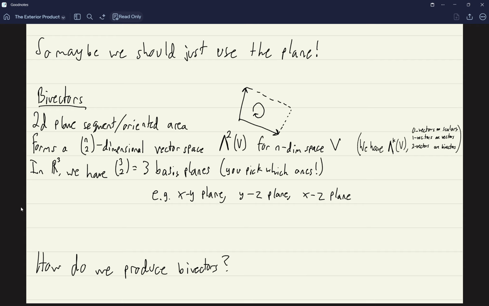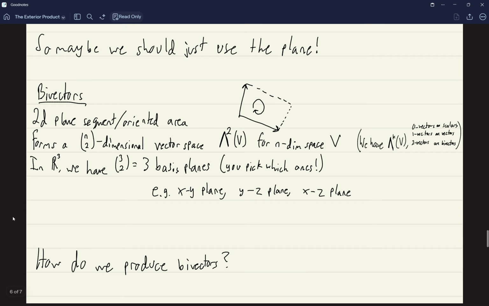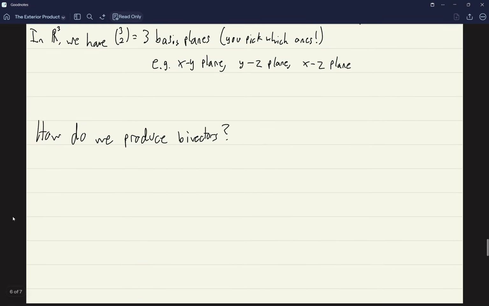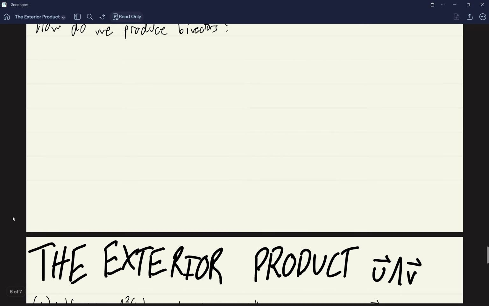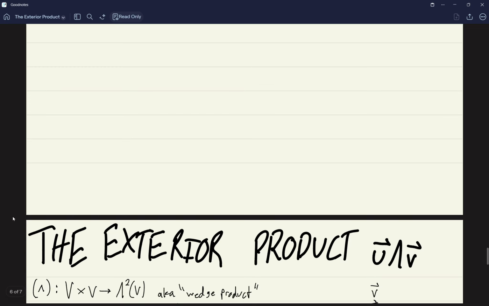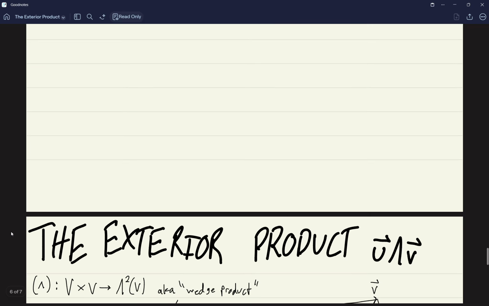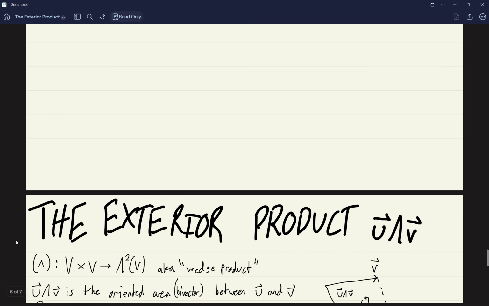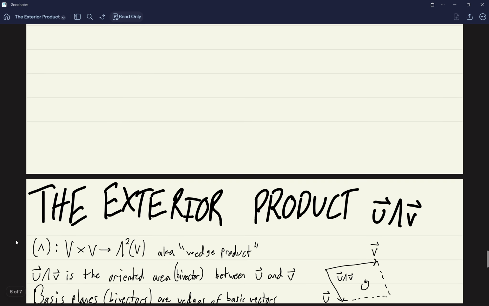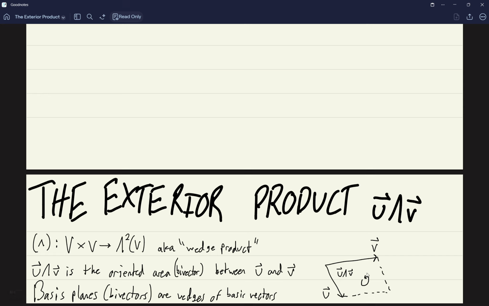So now the question becomes, how do we produce bivectors? Like, how do we actually get these objects so that we can work with them? And the answer here is the exterior product. The exterior product actually is a little bit more general than how I'm presenting it right here. But here we can think of it like taking in 2 vectors and producing 1 bivector. It's also called the wedge product because we denote it with this wedge. So as we would sort of hope, u wedge v is this oriented area between u and v.